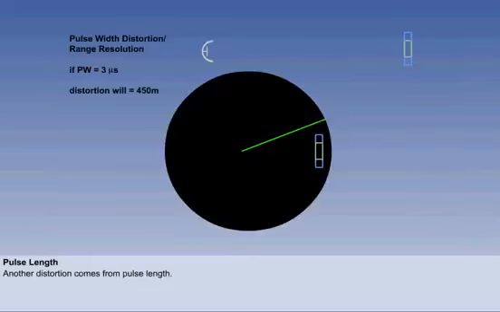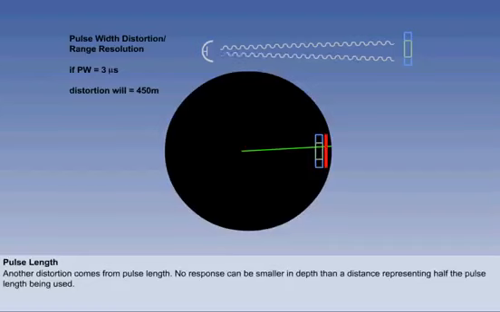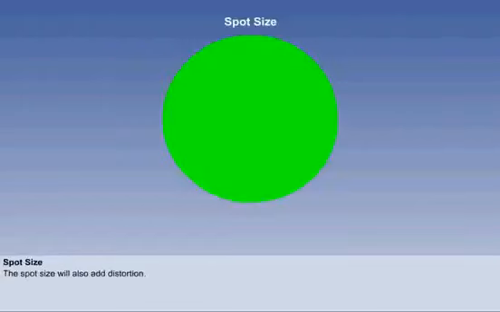Now let's go back to that response from the last scene, already widened from beam width distortion. No response can be less than 450 meters in depth, even if we were looking at a thin metal sheet. So a distance representing 450 meters is added to the back of the trace. It merges like this.